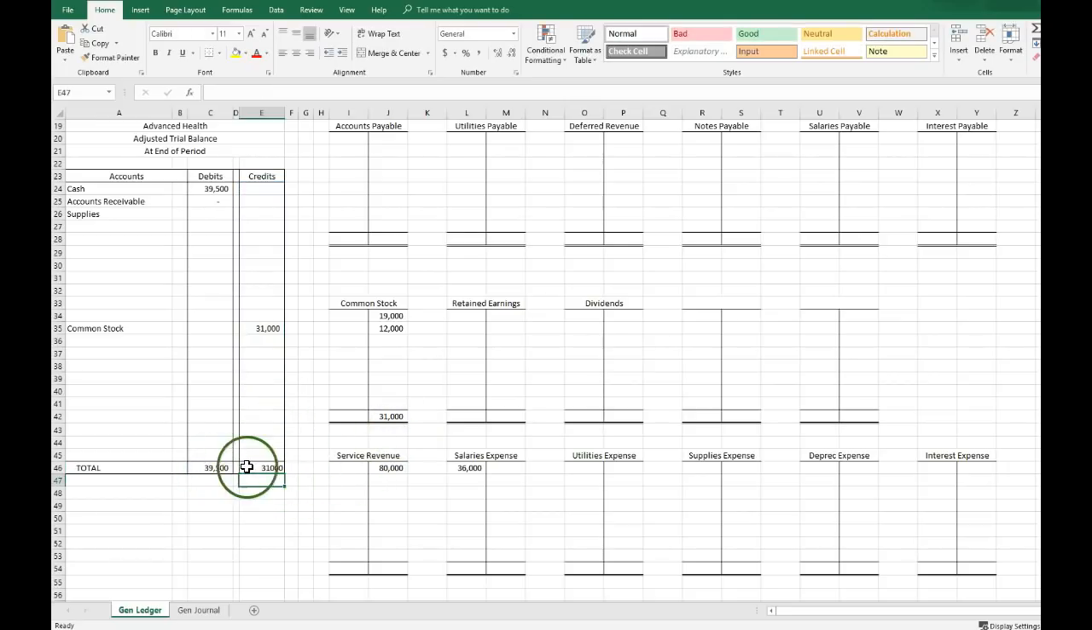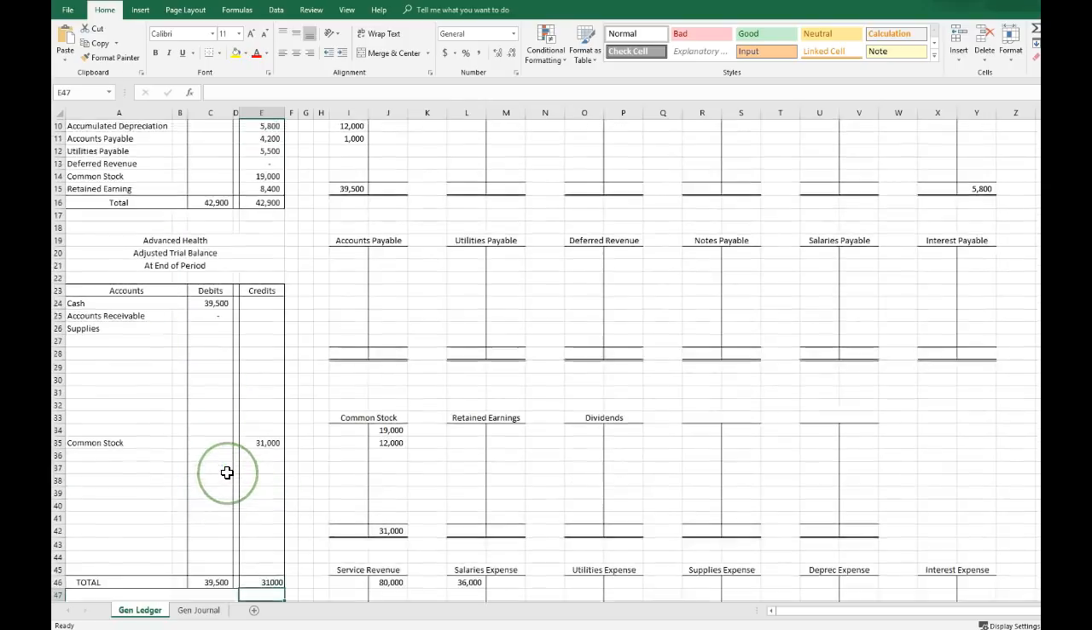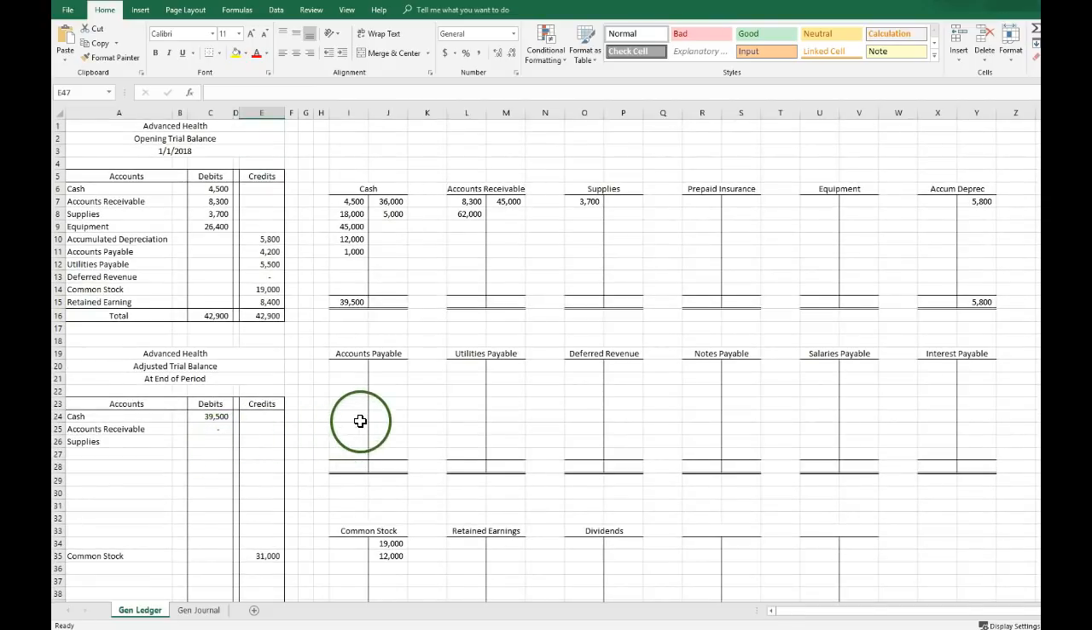Now, in my example here, my adjusted trial balance does not balance, but yours is supposed to balance. I've skipped a lot of steps. You have to go back and fill out the rest. So good luck with your assignment here, and I'll see you online.